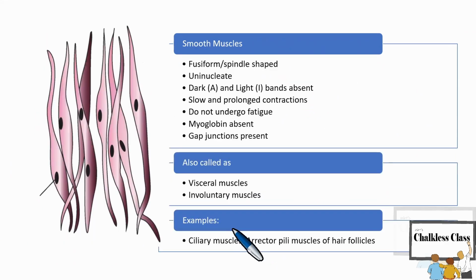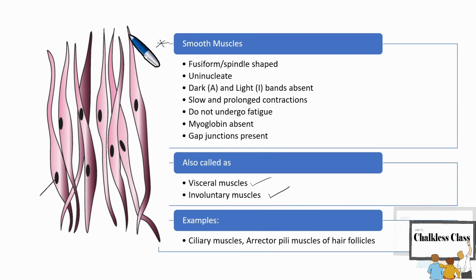Next one, smooth muscles. In our body, their number is countless. These are present within the visceral organs, and so these are also called visceral muscles. These are not under the control of the organism. Automatically, these are maintained by the autonomous nervous system. Such type of muscles are called involuntary muscles. Involuntary muscles is a synonym for the smooth muscle.